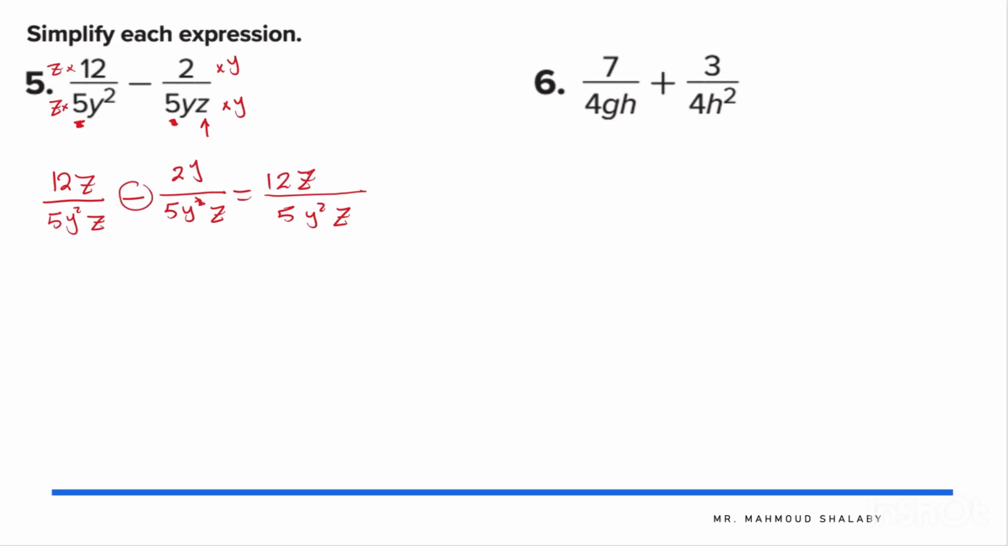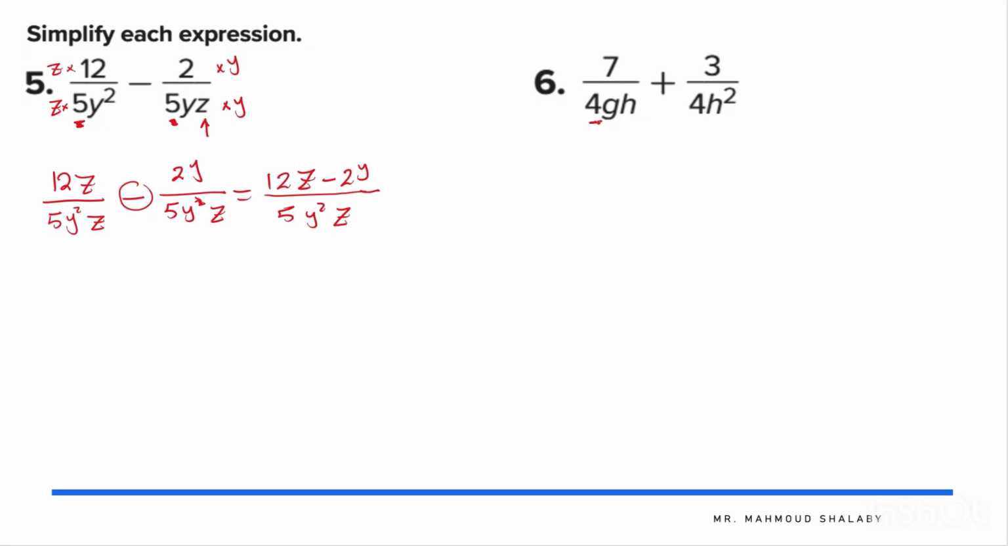Don't forget, if this is negative, it will be negative 2y. If it's a positive, it's a positive, so keep this in mind. You have 12z minus 2y over 5y squared z. Time. Very quickly, I'm trying to solve most of the questions because I know this part especially is a bit confusing for some of you.